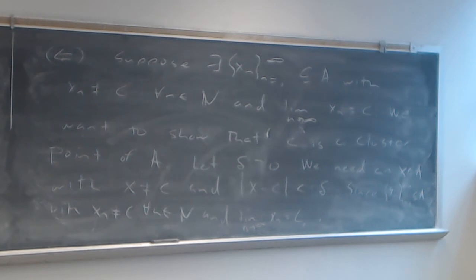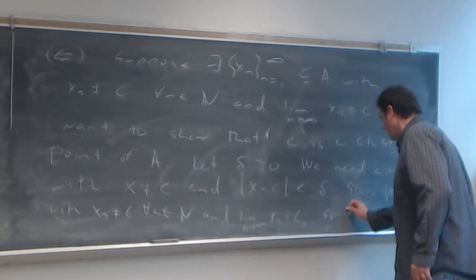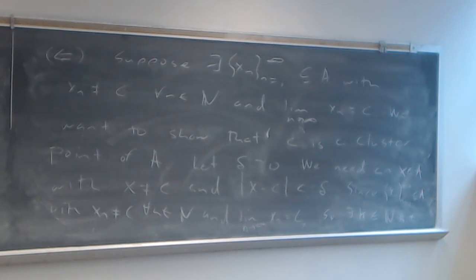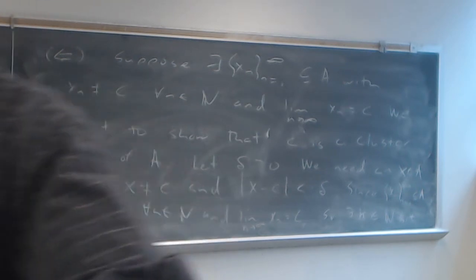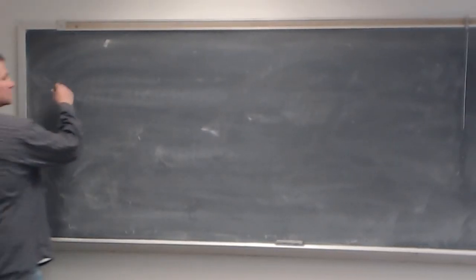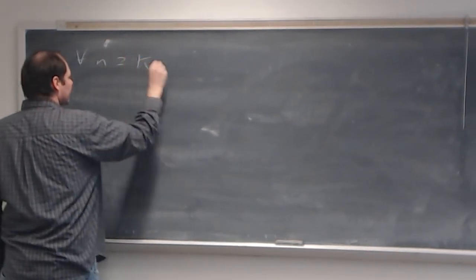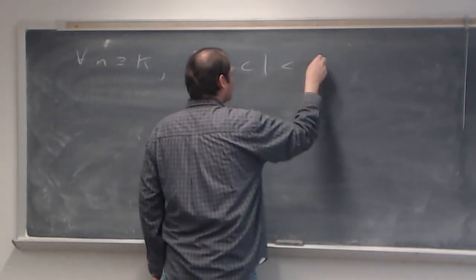What does that mean? That means there exists a K element of natural numbers such that for all n bigger than or equal to K, what happens? Absolute value of X sub n minus C is less than delta. That's what I'm going to have. Yes, that's exactly what I'm going to have. Except for all n bigger than or equal to K, the absolute value of X sub n minus C is less than delta.